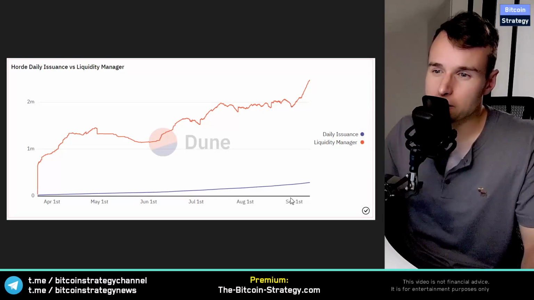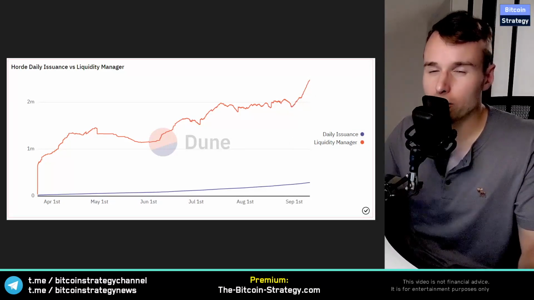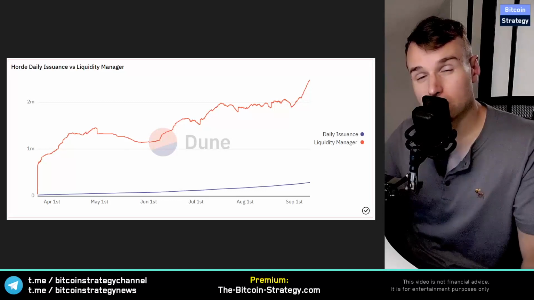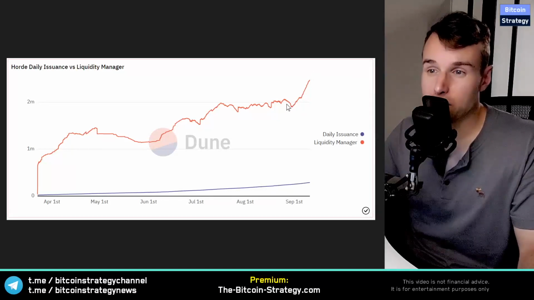But especially since the beginning of the month, or even a bit before that, right? Since the 30th of August or so, this is rising really, really quickly. So there is quite a bit of confidence right now that Horde might survive for more than 110 days for the break-even point, right? Otherwise, people wouldn't be investing.